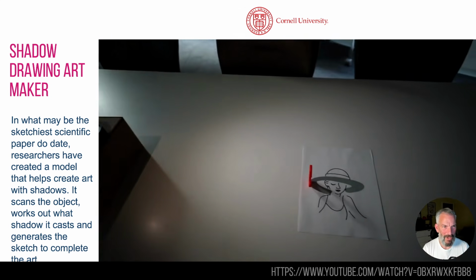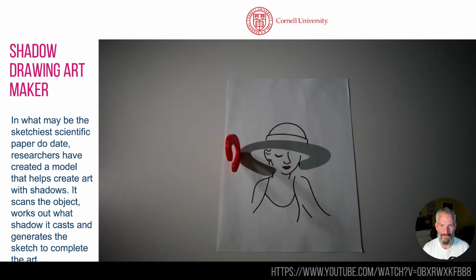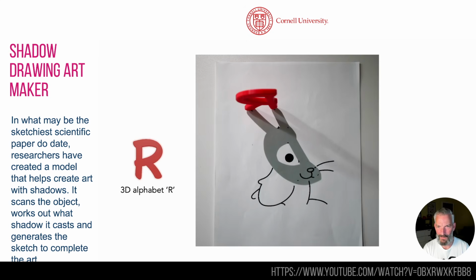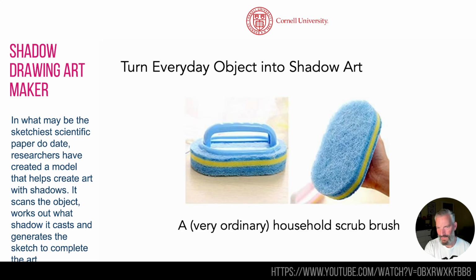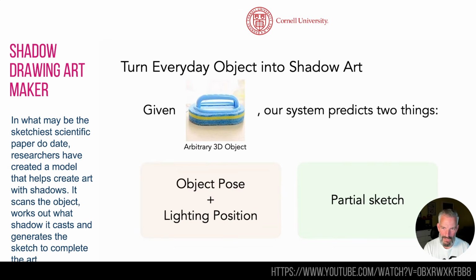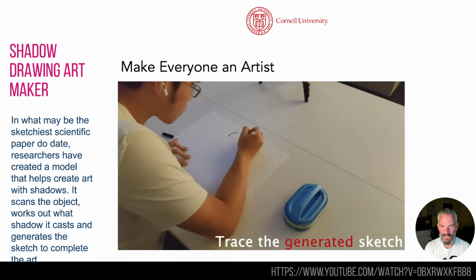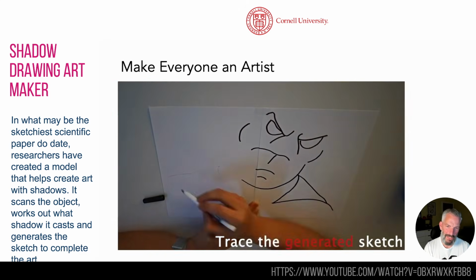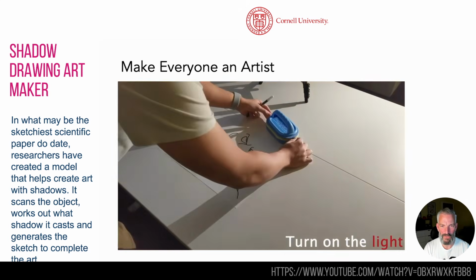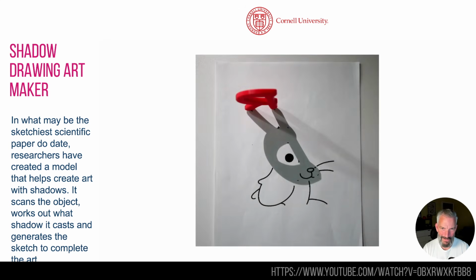This is Shadow Art Maker, and this is from Cornell University. And if you've ever wanted to make these pieces of art, well, now you can. So what it does is you start with an object. It figures out what the object is, obviously using AI and all that good stuff. It then figures out what it can do with that, and then it gives you a sketch that you can then draw. So it prints you out the sketch. You then position the object to get the piece of art.